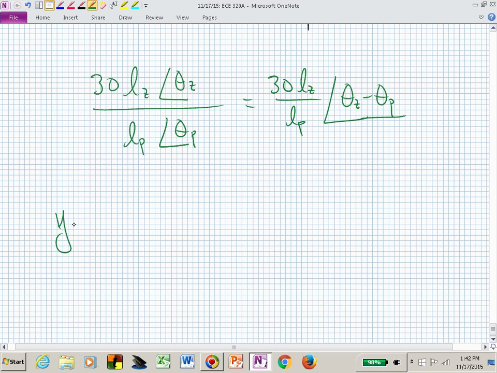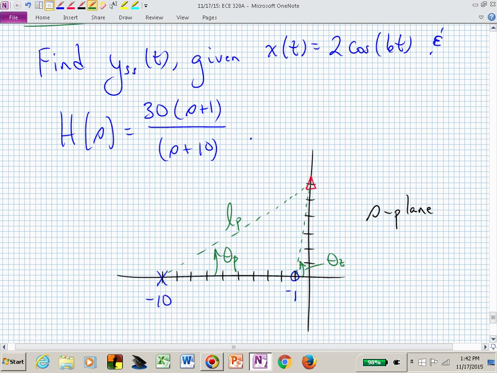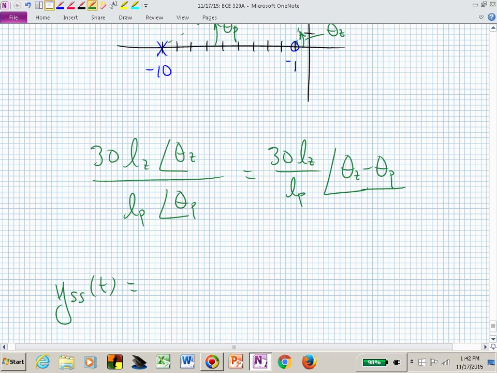Now we know that y steady state of t... I hope I said it's less than 45. So theta sub Z minus theta sub P is bigger than 45. So I said this guy here was, let's say, 85. And this one, we said, was roughly 40. And it actually ends up being 49. So this is, in fact, 49.57 degrees. And this number, with the 30 taken into account, is 15.65. That's this whole piece.